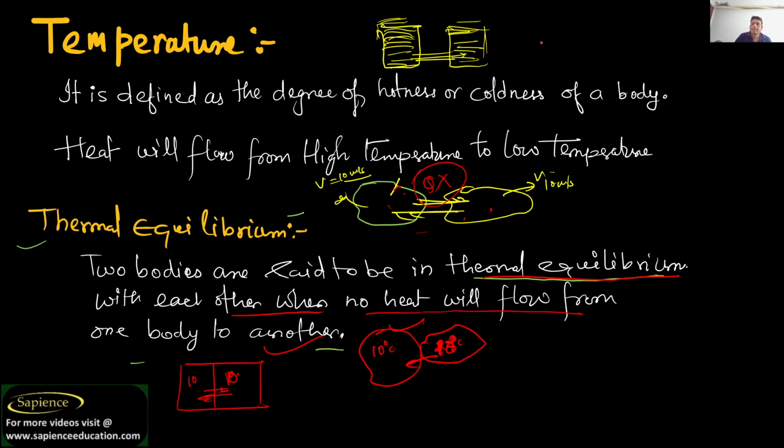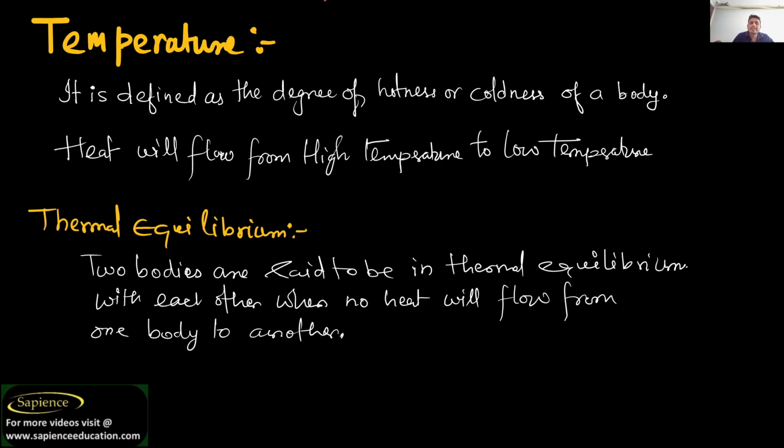Mechanical movement means what? See here, try to understand. Let us consider there is a piston and cylinder process. This is your piston, and there is a gas inside it. If the pressure inside is 10 pascal and the pressure outside is also 10 pascal, no movement, either outside or inside, is going on.